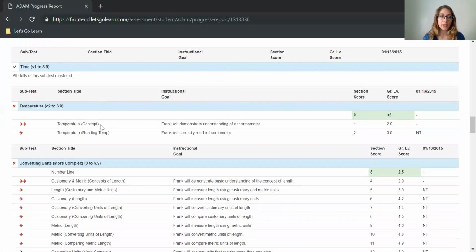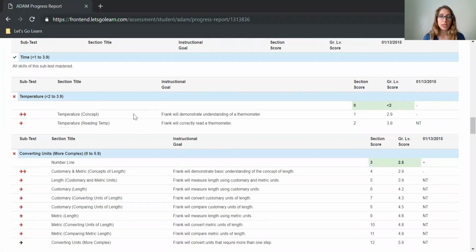So we're going to come down to temperature. And we can see that this student was assessed. Their first skill they were assessed at, where we see this minus, was understanding of the thermometer, the concept of temperature.